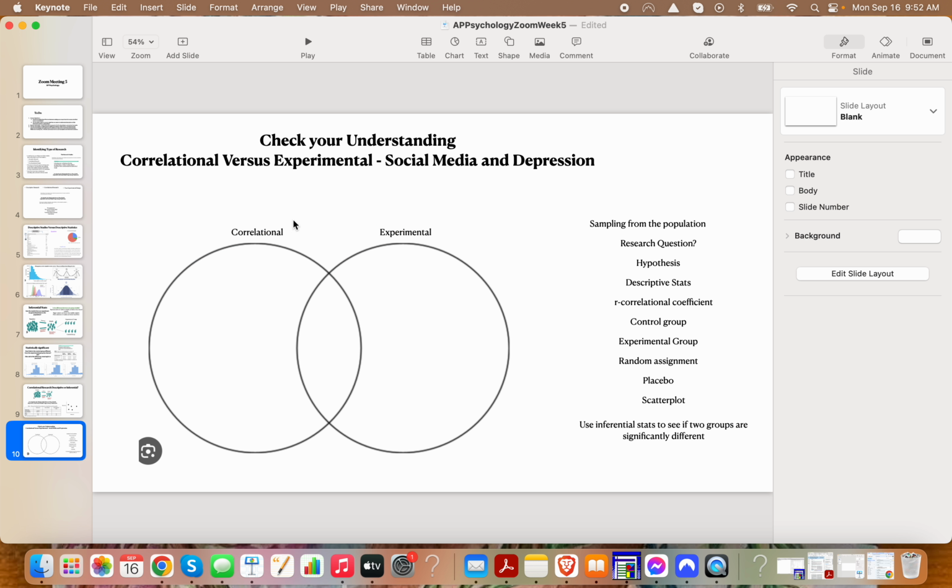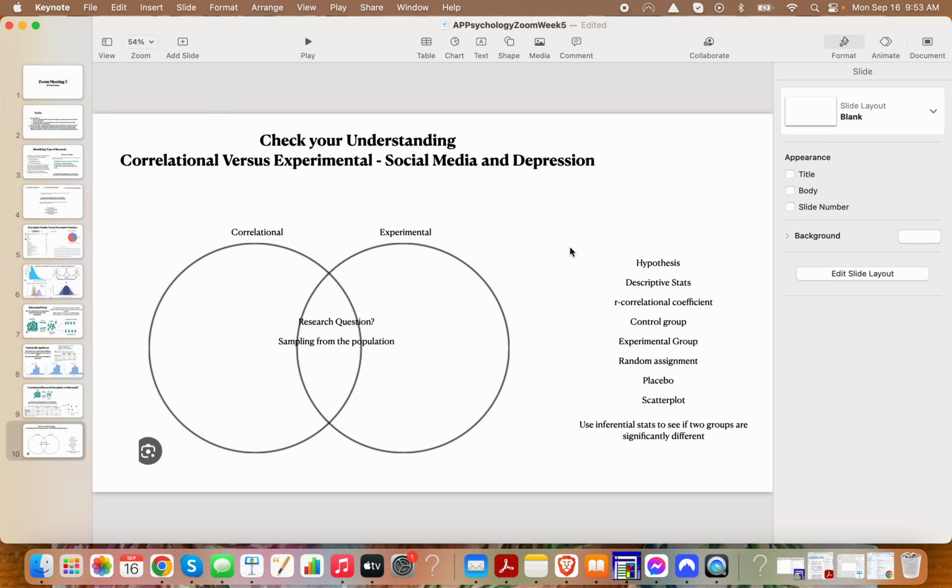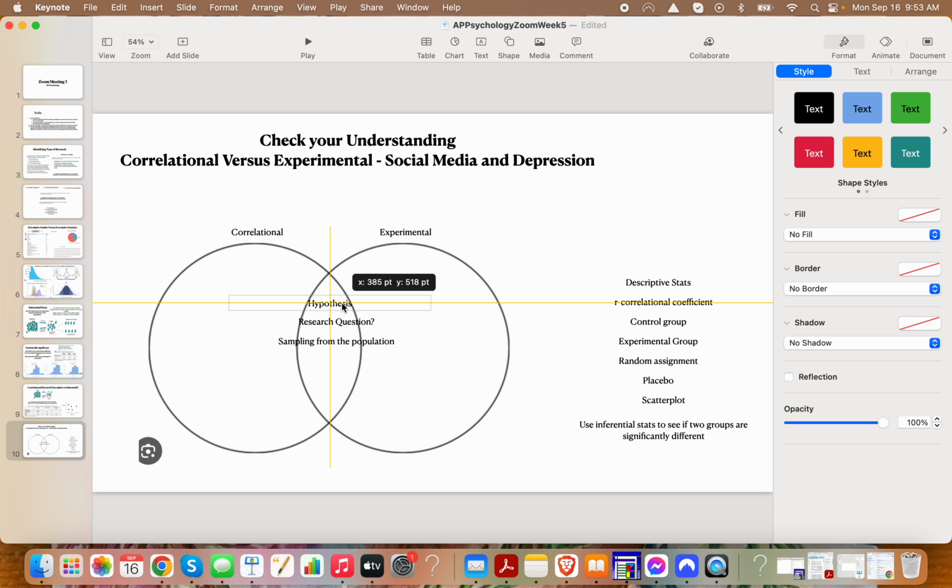Last, let's do this together and check our understanding. Sampling from the population: is that correlational or experimental or both? Both, right? I got a sample. Research question: both. I'm going to have it in a correlational design and an experimental design. Hypothesis? Could be in both. Descriptive statistics can be in both. Correlation coefficient? More likely in a correlational study, but I could look for this in an experiment. I just have a manipulation of variables.